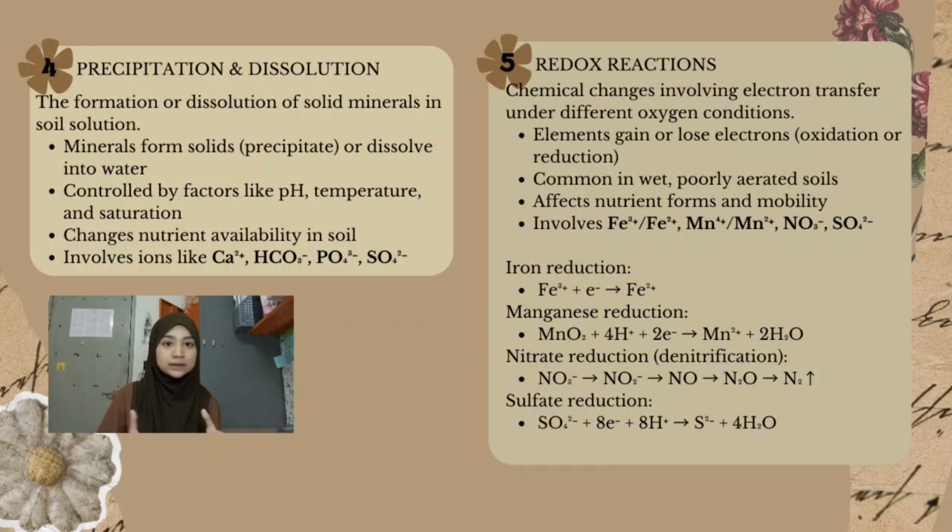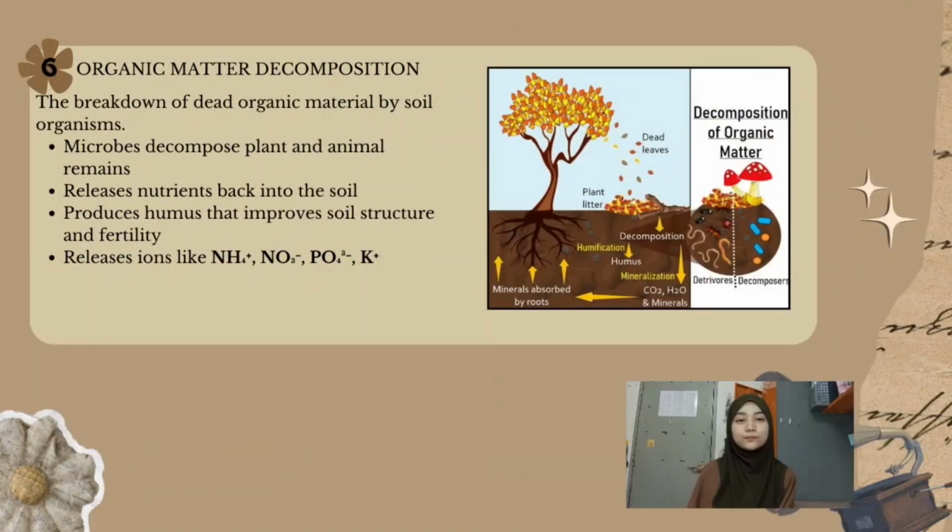Other examples are nitrate ion reduced to nitrogen gas during denitrification, and sulfate ion reduced to hydrogen sulfide by anaerobic microbes. Redox reactions also affect soil color, odor, and microbial activity. They play a key role in nutrient cycling and can be influenced by the presence or toxicity of heavy metals.